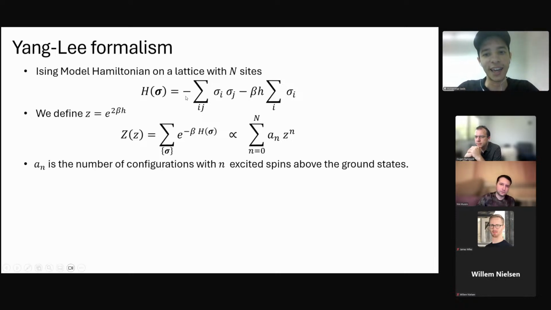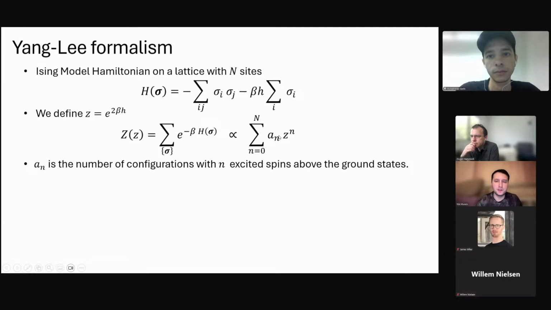So this A_n is the number of configurations with n excited spins above the ground state, including the interaction factor for those configurations. But the trick is you could write this function as a polynomial in z to the power n. That was their trick. Does this jump make sense now? Like writing it as a polynomial?